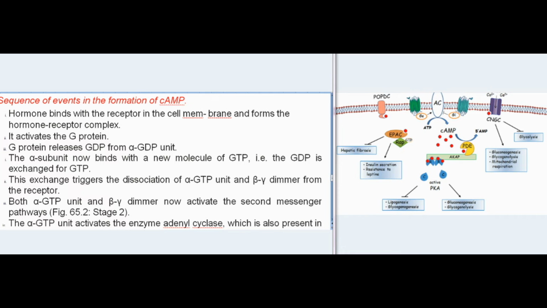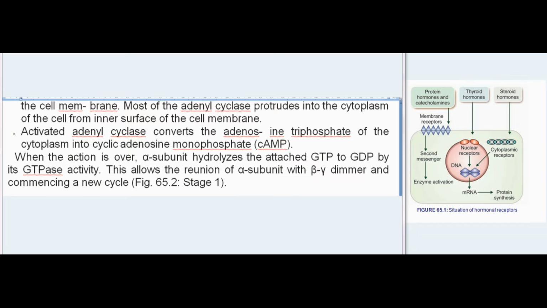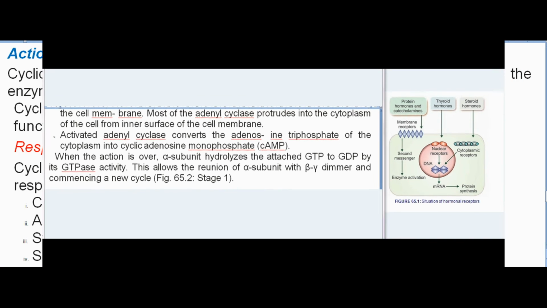The alpha-GTP unit activates the enzyme adenyl cyclase, which is also present in the cell membrane. Most of the adenyl cyclase protrudes into the cytoplasm of the cell from inner surface of the cell membrane. Activated adenyl cyclase converts the adenosine triphosphate of the cytoplasm into cyclic adenosine monophosphate, cAMP. When the action is over, alpha subunit hydrolyzes the attached GTP to GDP by its GTPase activity. This allows the reunion of alpha subunit with beta-gamma dimer and commencing a new cycle, Fig 65.2, Stage 1.